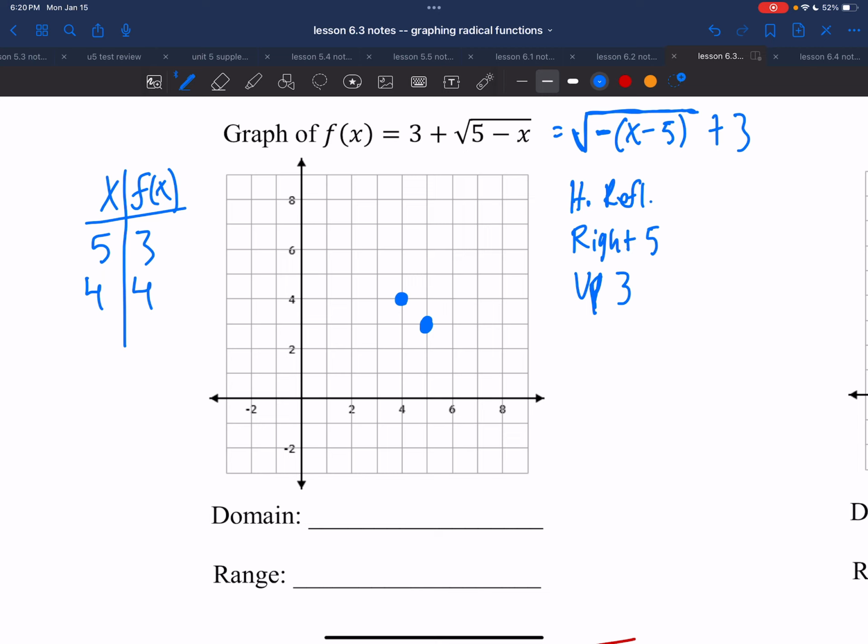What else? 5 minus 1. I was thinking there. 5 minus 1 is 4. Square root of 4 is 2. 3 plus 2 is 5. So 1 comma 5 is right here. Oh, that's 7. Silly. There's 5.